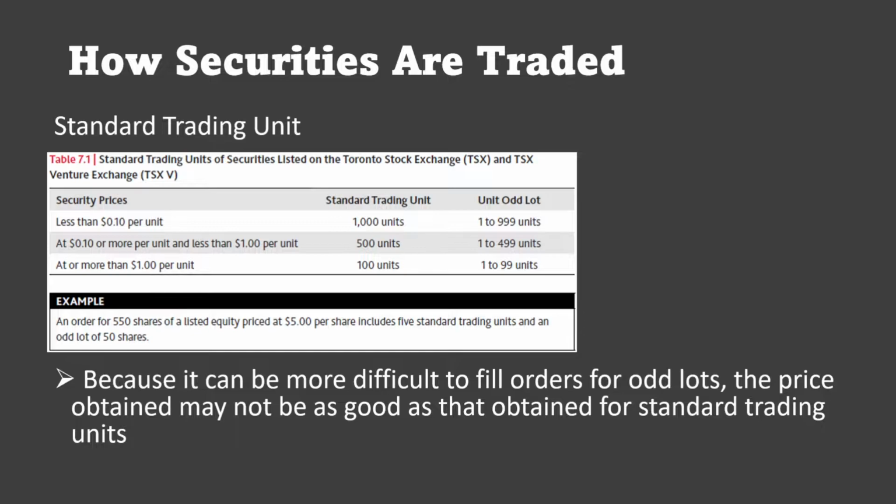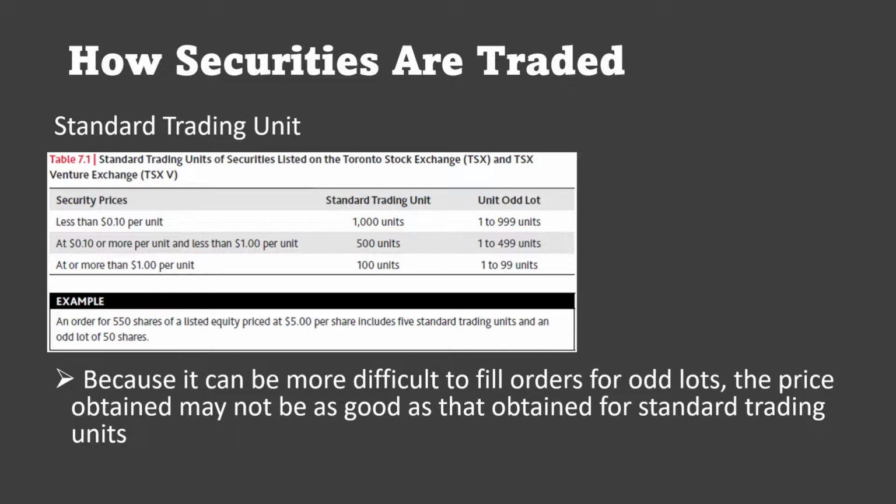So you do need to know this. It might be important for the exam, but if the security price is less than 10 cents per unit, your standard trading unit is 1,000. Between 10 cents and $1, or 99 cents, the standard trading unit is 500. And anything above $1 per unit is 100 trading units.